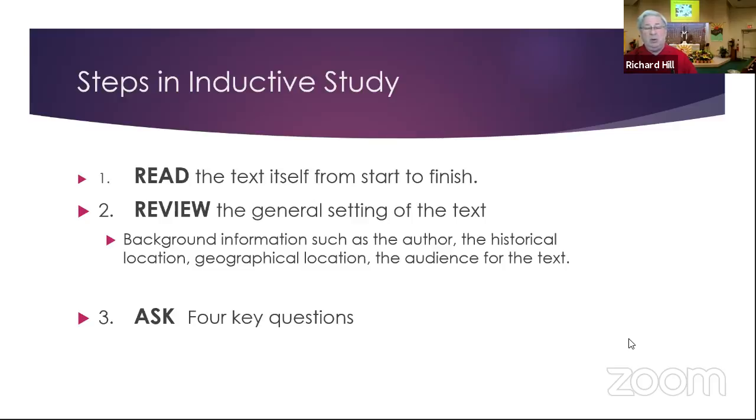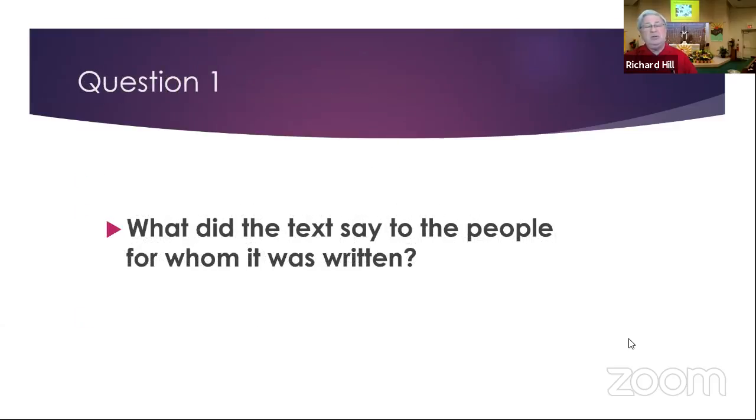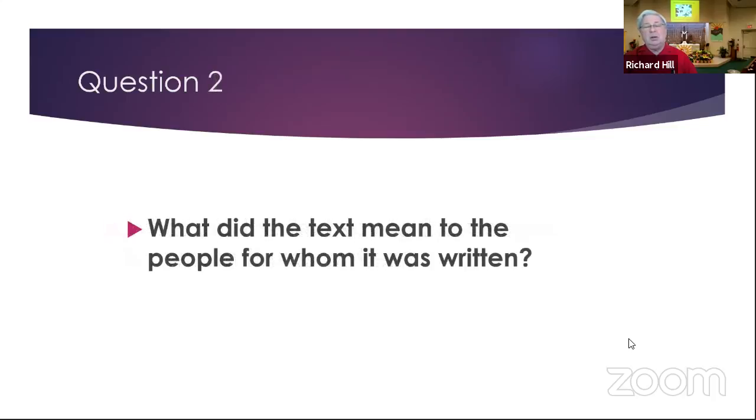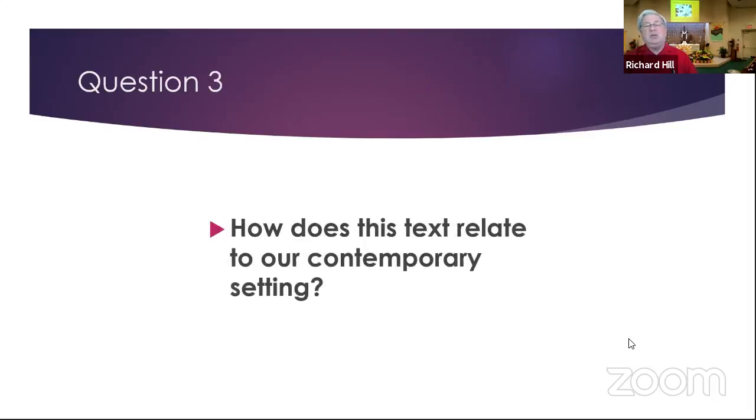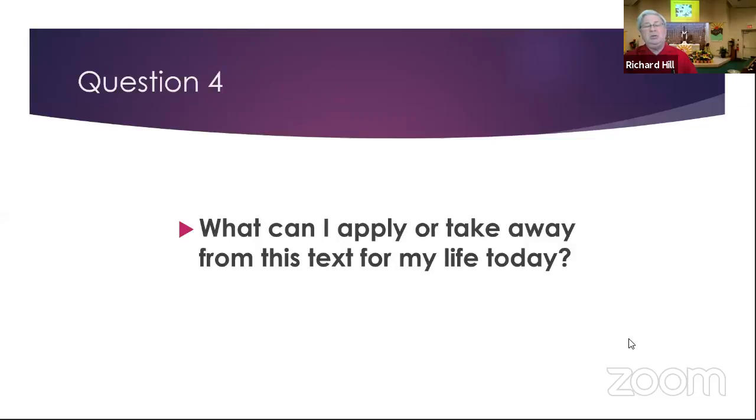And then there are 4 key questions. There are different questions one could ask, but these are the ones that I put in there. What did the text say to the people for whom it was written? When you're looking at a text, it was written at a certain time to a certain audience. So what did it say to them? What did it mean to them? How does the text relate to our contemporary setting? Brings it right up to current day. And then what can I apply or take away from this text for my life today?